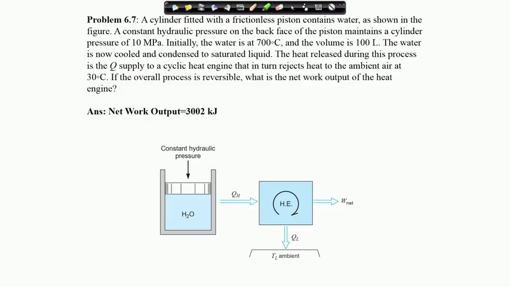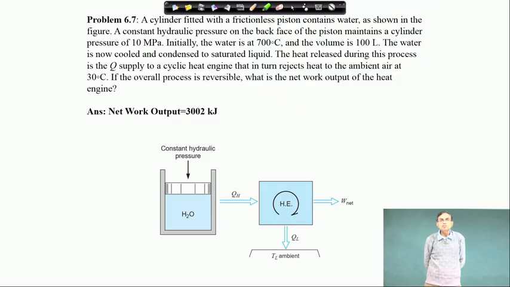A cylinder fitted with a frictionless piston contains water. A constant hydraulic pressure maintains the cylinder pressure at 10 MPa. So, the process is a constant pressure process. Initially the water is at 700 degree centigrade and the volume is 100 liter, and then heat is transferred from the water. So, it is cooled and the piston will come down, its volume will come down.